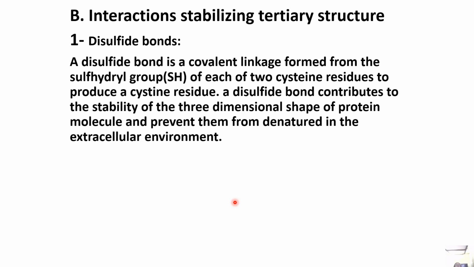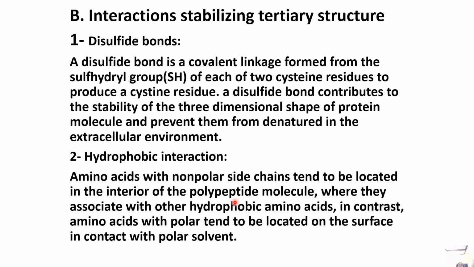Disulfide bonds. A disulfide bond is a covalent linkage formed from the sulfhydryl group of each of two cysteine residues to produce a cystine residue. A disulfide bond contributes to the stability of the three-dimensional shape of the protein molecule and prevents it from denaturing in the external environment. Then we have hydrophobic interaction.